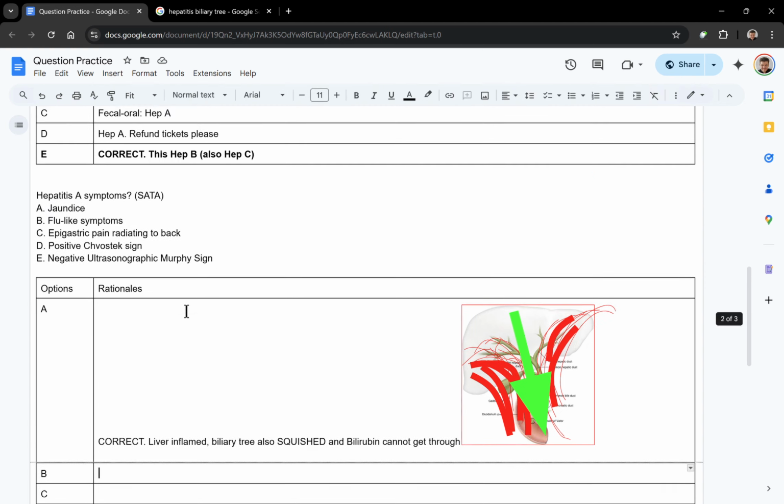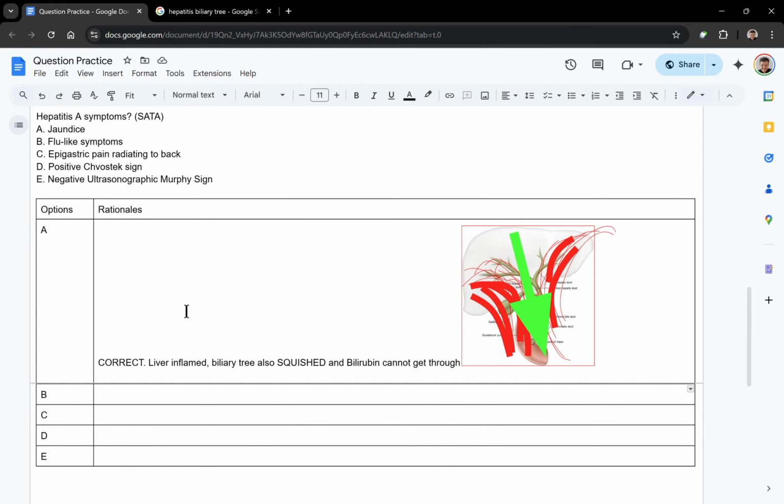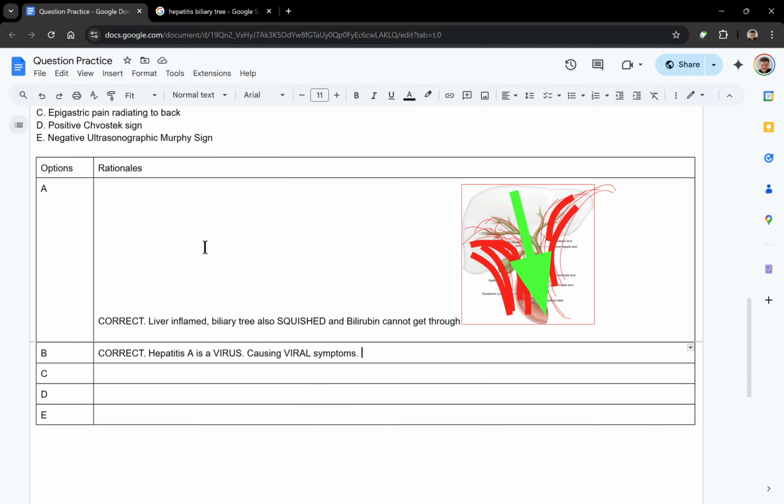All right, so then B, what was B? Flu-like symptoms. Yes, correct. So hepatitis A is a virus causing viral symptoms. Think about whenever you had a virus. Unless you have a perfect immune system, you'd know that you had fever, myalgias, muscle aches, arthralgias, joint aches, et cetera. And you can put those here, if you don't know what those are, because this could easily be a different one. And we'll change this to a more critical thinking question.